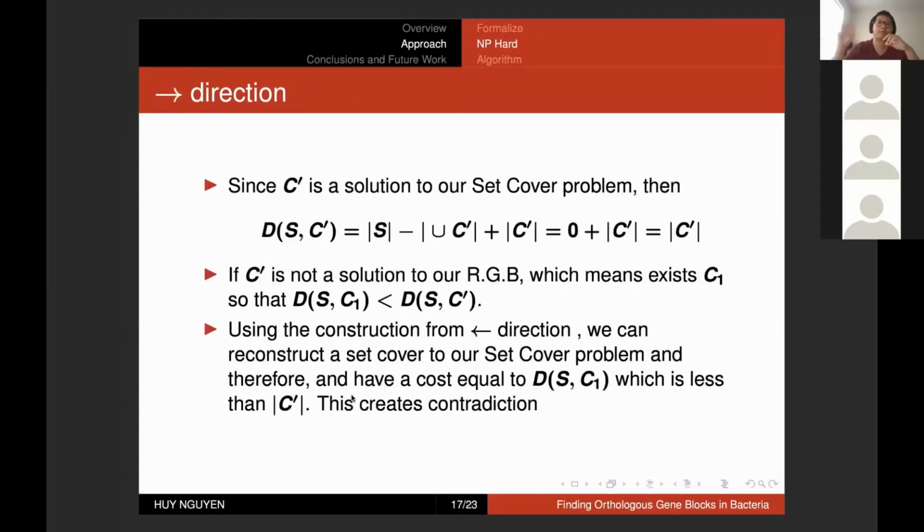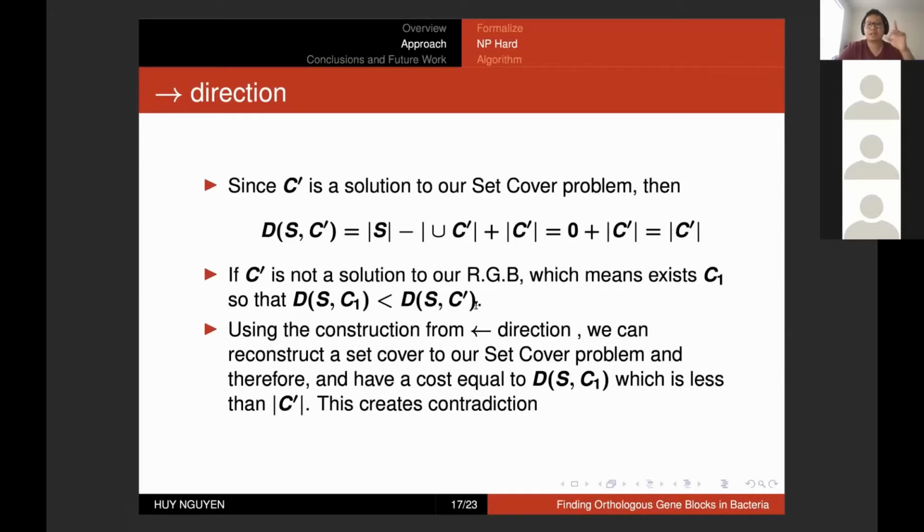Now for the right-hand side direction, consider C prime as a solution for the set cover problem. Then we plug in C prime for the distance function. Then the psi of S minus the union of C prime is basically 0 because it covers everything. Then the distance of S to C prime is just the psi of C prime, right? So now let's assume C prime is not a solution to the relevant gene block problem, then we have again a set C1 so that the d of S to C1 is less than the distance of S to C prime.